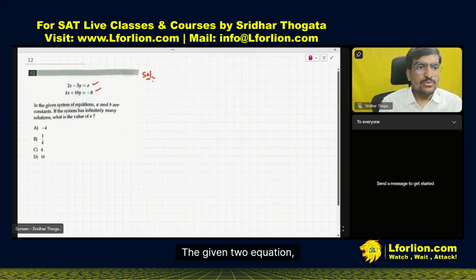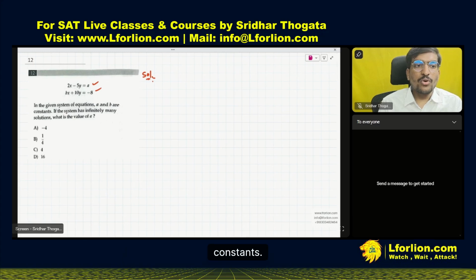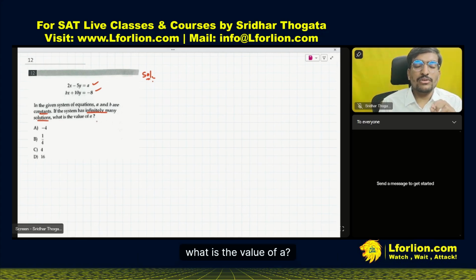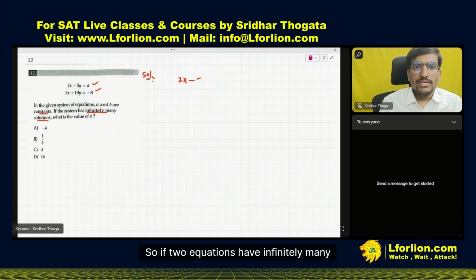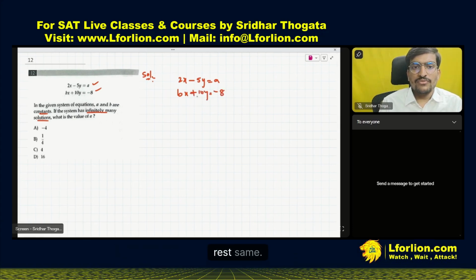In the given system of equations, a and b are constants. If the system has infinitely many solutions, that is the key thing. What is the value of a? So if two equations have infinitely many solutions, those two equations are equal. Almost, not almost, exactly the same. That's the meaning of that. No solution means constants different, rest same.